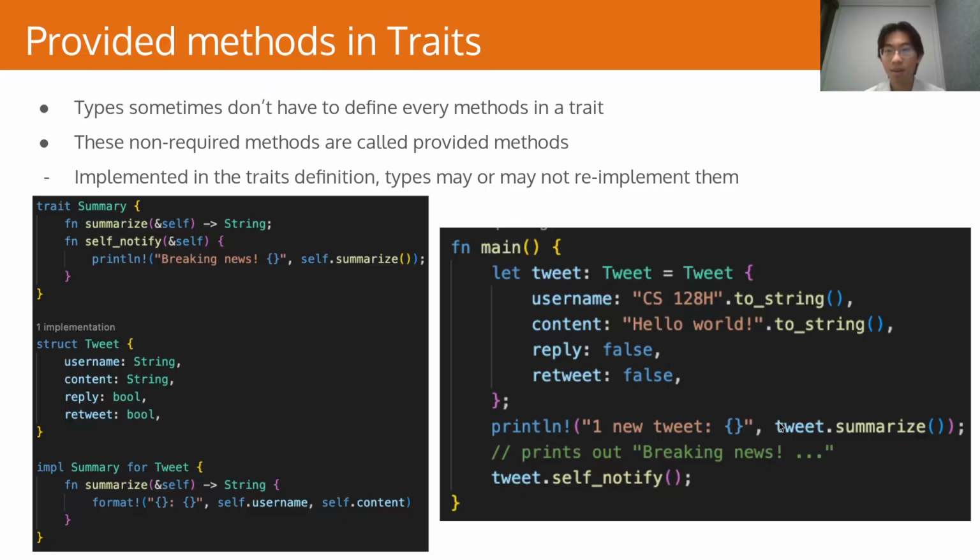The final thing we'll talk about is provided methods and traits. Types don't always need to define every single method in a trait. Here we have this modified Summary trait, which still has the old summarize function, but this self-notify function is already defined in the trait's definition. This is called a provided method. So when we go about implementing Summary for Tweet, we only need to implement summarize, and we get the self-notify function for free. So here, if we try to call self-notify, this code is valid.